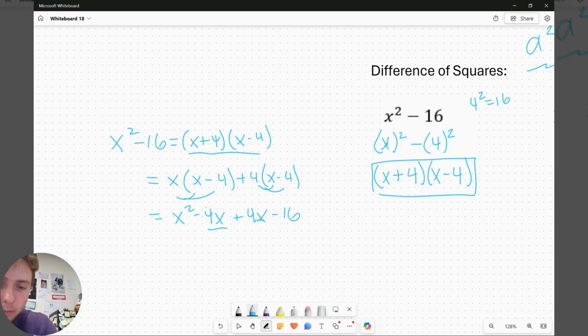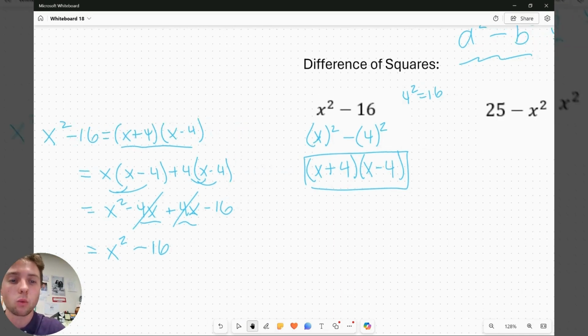Once we have that, you can combine your like terms, and notice these middle terms. This will always be true with difference of squares: the middle term should always cancel. Negative 4x plus 4x is 0. That does go away. All we're left with then is x squared minus 16. Realize if you had a plus in the middle instead of the minus, if it was a sum instead of a difference, that middle term would no longer cancel out, and this process does not work.